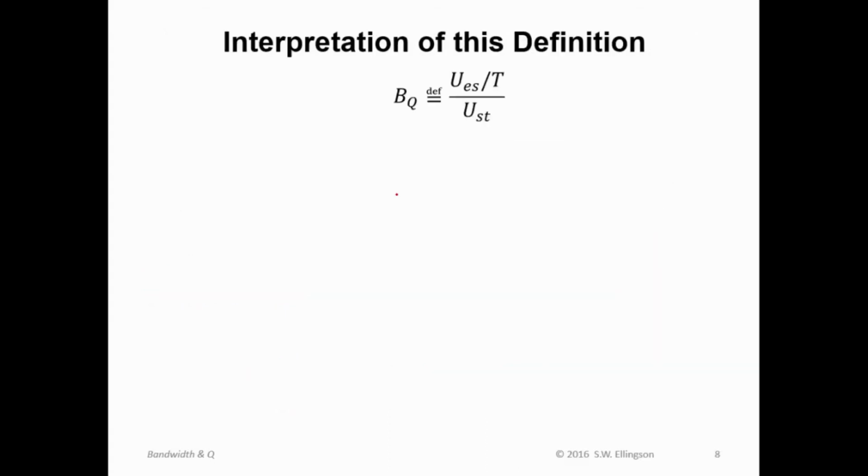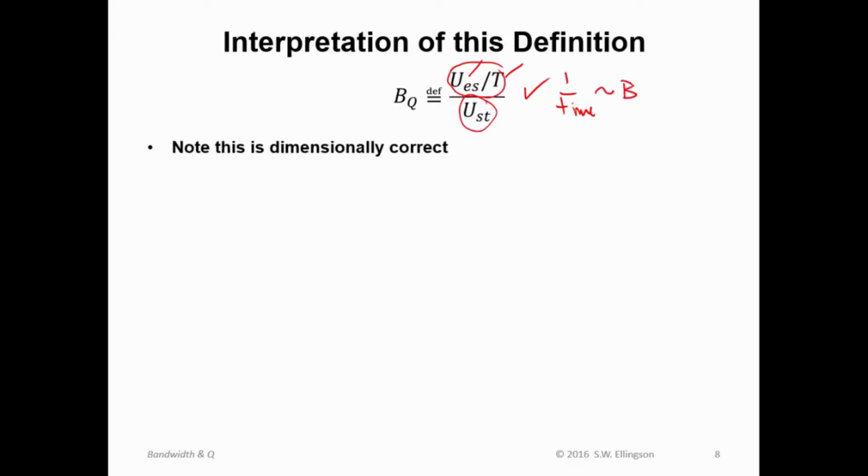Here we go. I've rewritten this definition up here. B sub Q, this new definition of bandwidth, is equal to the energy escaped per cycle divided by the energy stored. Now first, note this is dimensionally correct, right? This is energy, this is time, so this is energy divided by time, and this is energy, so I get units of 1 over time, right? Which is the same as bandwidth. So dimensionally, it's correct.